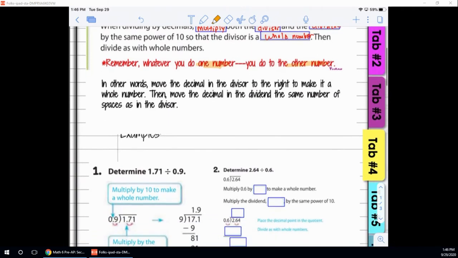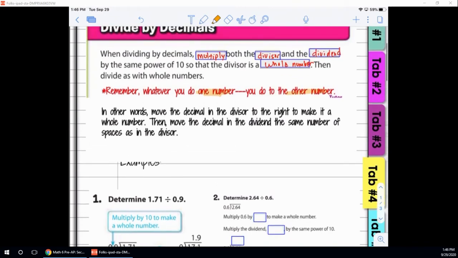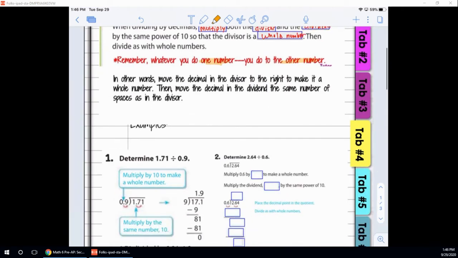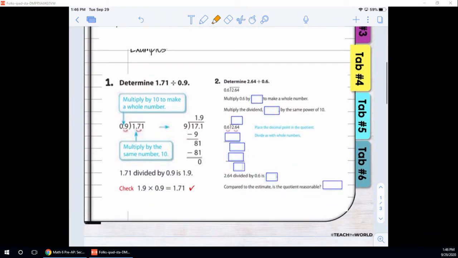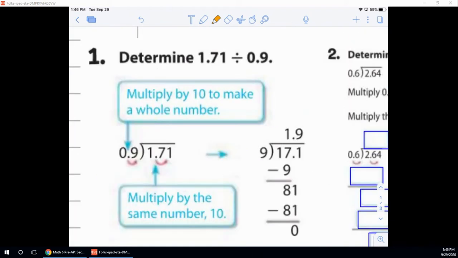Okay, so understand we're going to change the divisor to a whole number. And by doing that, we also have to change our dividend as well. Not necessarily to a whole number, but the same way we did the divisor. And I'll explain that right here. So look at this one. It says determine 1 and 71 hundredths divided by 9 tenths. So I wrote it, this is not in long division, so we write it in long division first. Remember, this is your divisor. That's what you're dividing by.